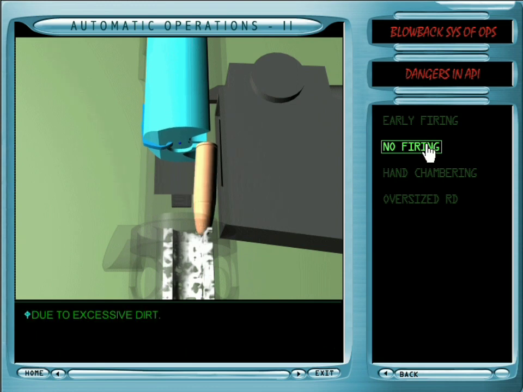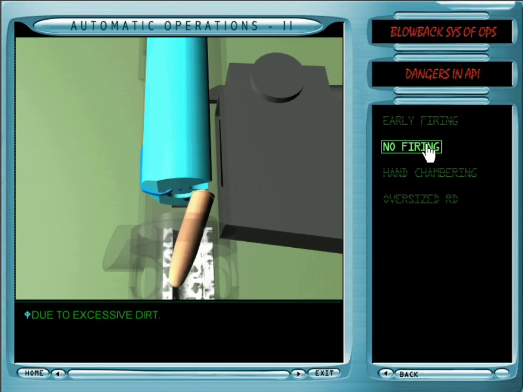No firing due to excessive dirt. If there is excessive dirt in the chamber, then the forward motion of the round will be stopped at the feeding stage itself, at which the round is not aligned to the firing pin. This will result in no firing.